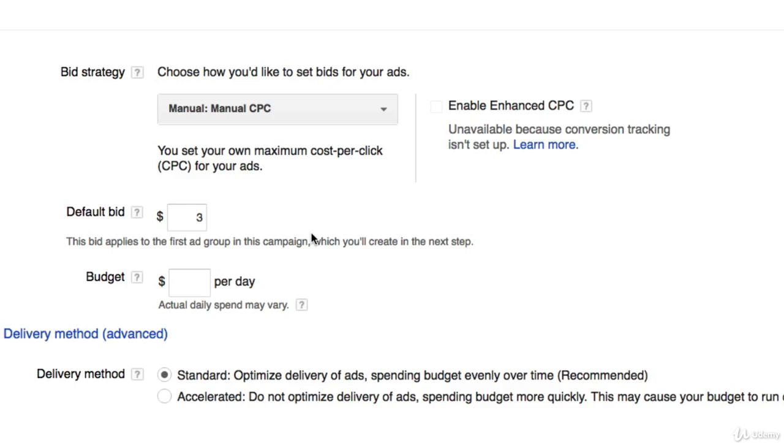The question is, how do you figure out what your default bid should be for a campaign? If this is a new account, there is no way. People might tell you, oh, you could do this sort of research, this sort of estimation. There is no way.